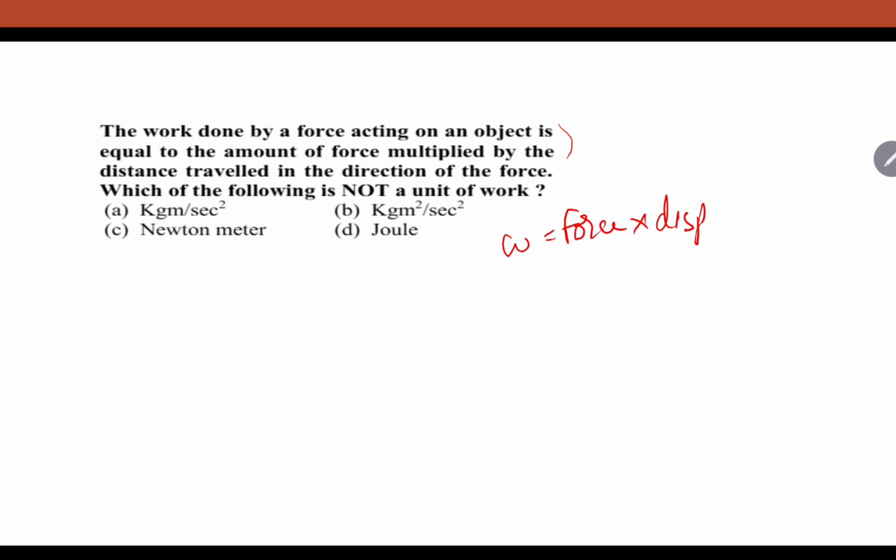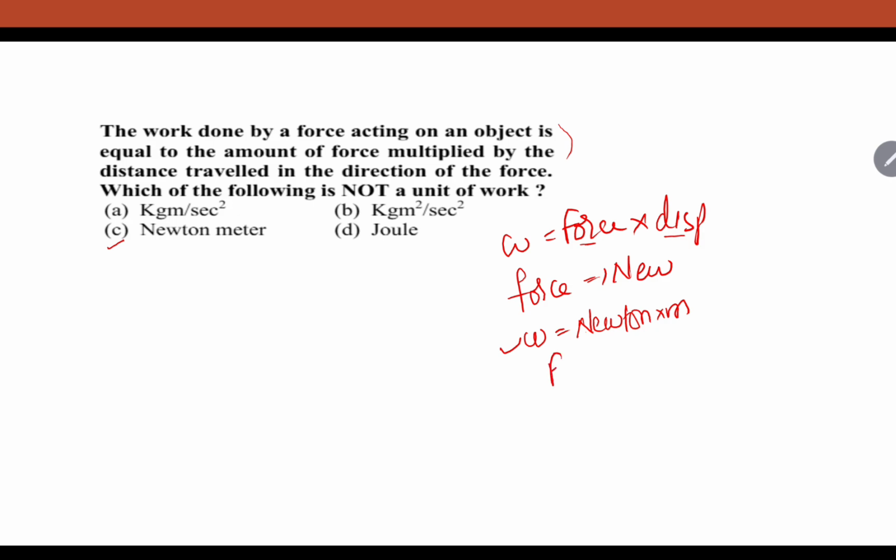So in this manner, we can write the formula for work. In general, we know the unit for force is the newton. So in this pattern, we can write the unit for work. The unit for force is the newton, and the displacement is in meters. So the unit of work is newton meter. This is the unit of work, and otherwise we can also write the unit of work in terms of kg, meters, and seconds.